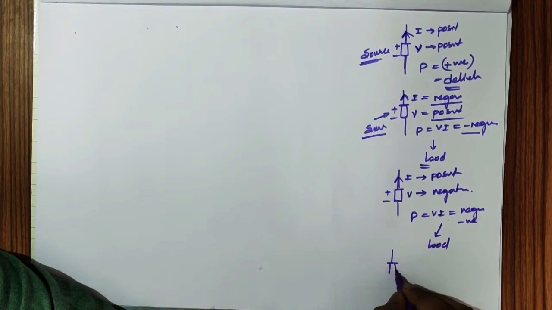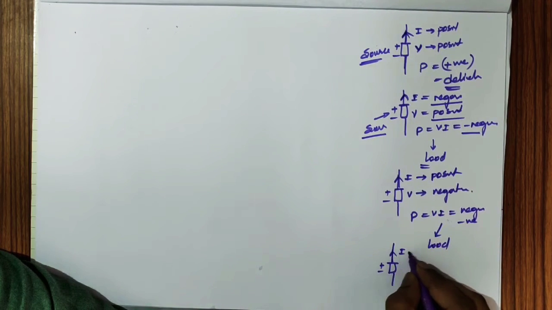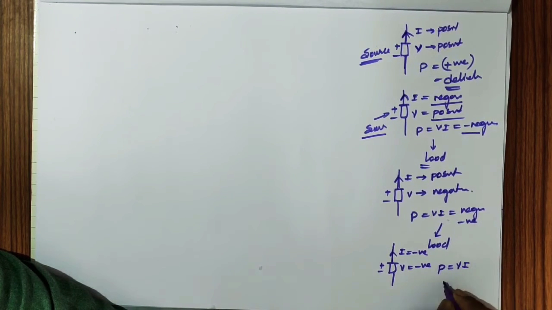Another case: if I take the power as P = VI, with the current as a negative value and the voltage also a negative value, then the power equals VI. In this case, negative times negative gives a positive value. Therefore, in this case, it is a source.